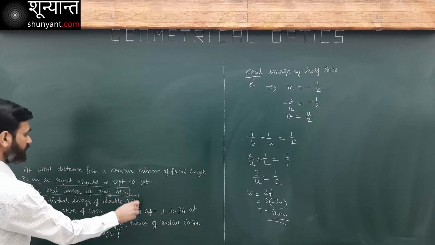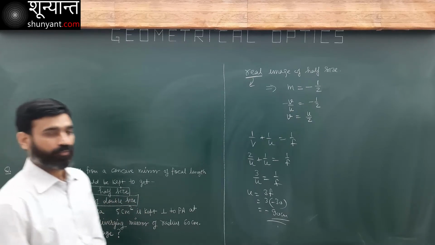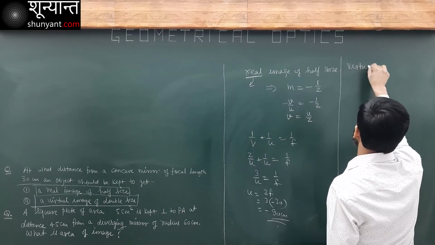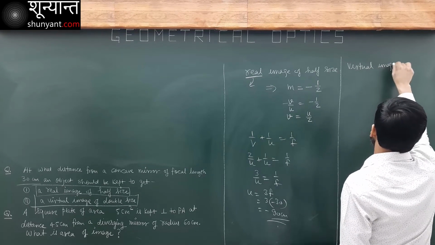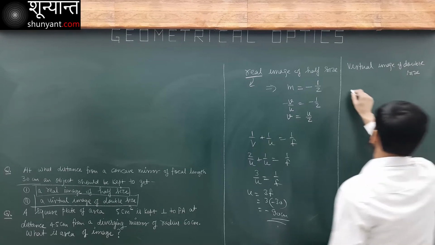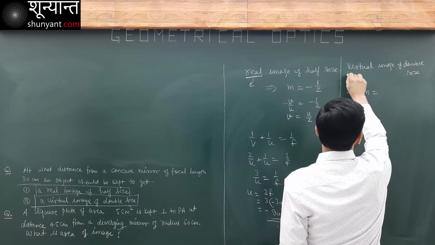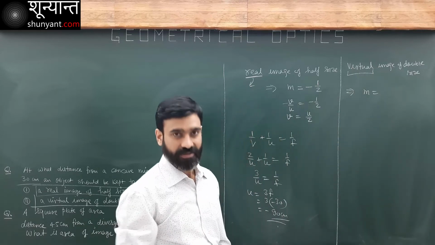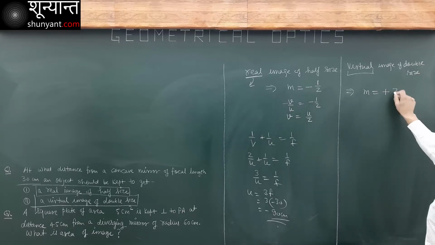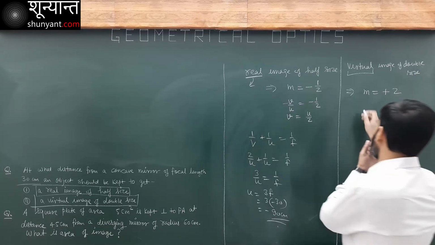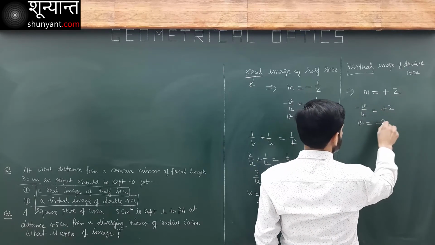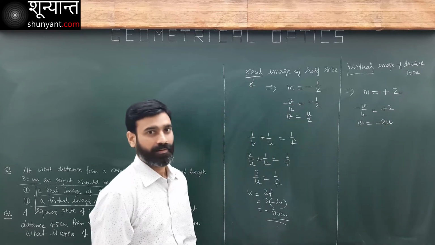A virtual image of double size. Double size, what does it mean? What will be the magnification? Virtual means erect. A virtual image is an erect image. So the magnification is going to be positive. Double size is 2. So minus of v over u is plus 2. V is minus 2u.